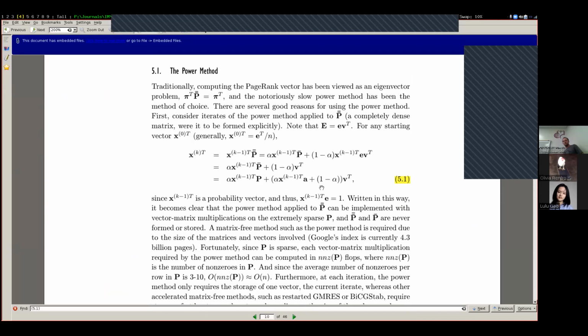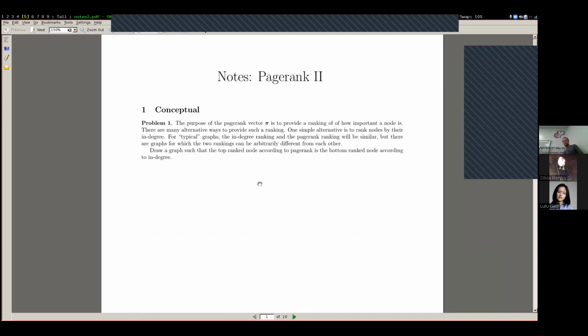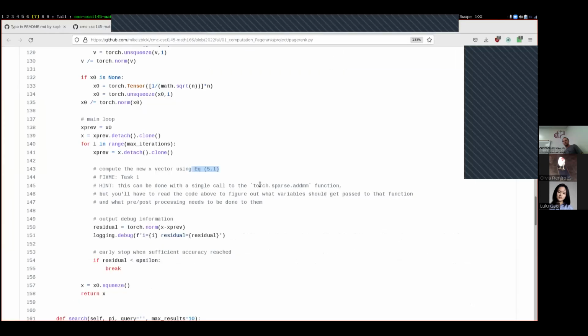There's nothing particularly fancy going on with this equation from a programming standpoint, just some matrix multiplications and scalar multiplications, things like that. But in order to make it fast, you will have to use sparse operations. And so this is the hint right here under task one. It tells you the specific sparse matrix multiplication function that I used in my solution. You can look that up in the documentation to figure out how to implement that line of code.